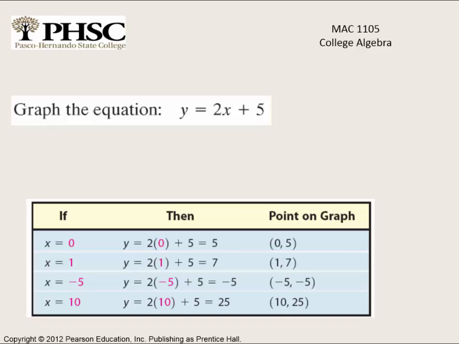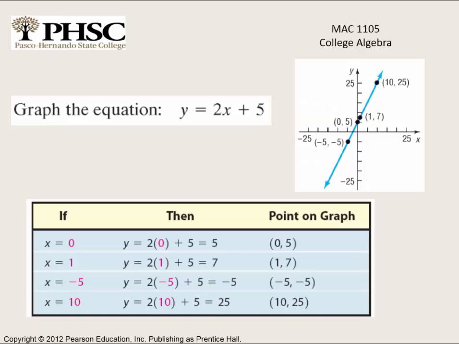Now, since this is a linear equation, we realistically only need 2 points. We need 1 point to know where we're at, and then 1 point to know where we're going. So then here we have our 4 points, and we plot those 4 points, and we get the graph of the equation y equals 2x plus 5.